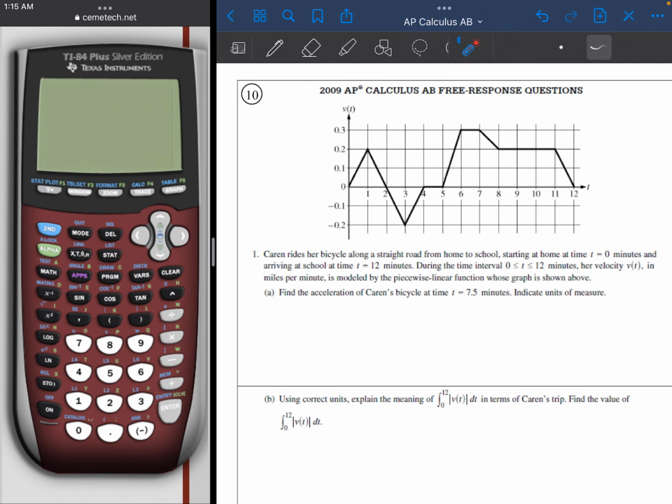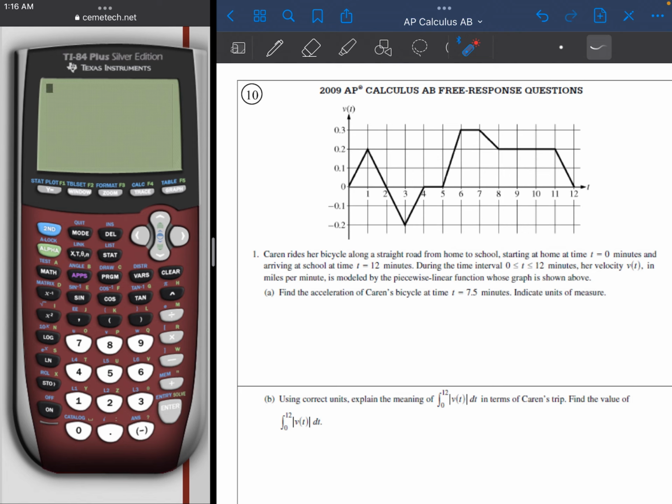All right, problem number 10. You've got Karen riding her bicycle on a straight road. Cool. This is a graph of velocity. It's over 12 minutes. We're in miles per minute. All right, so far so good. Okay, let's move on. Find the acceleration of Karen's bicycle at time t equal to 7.5.